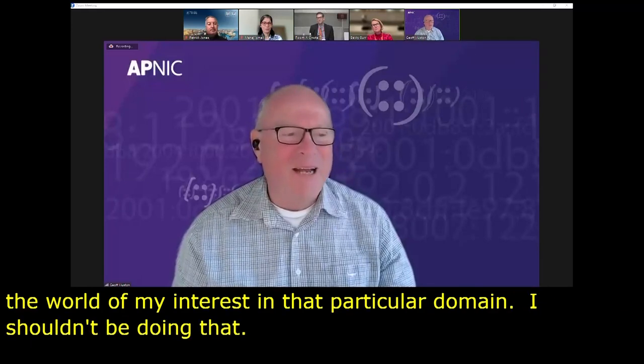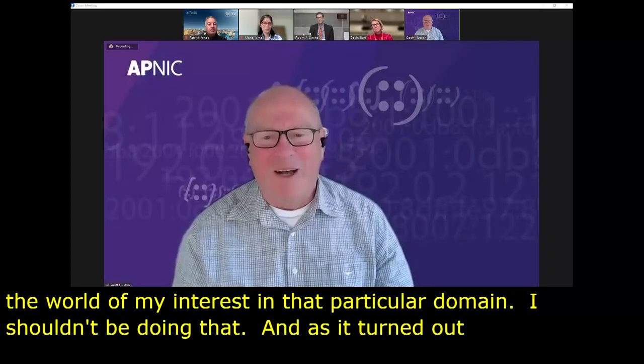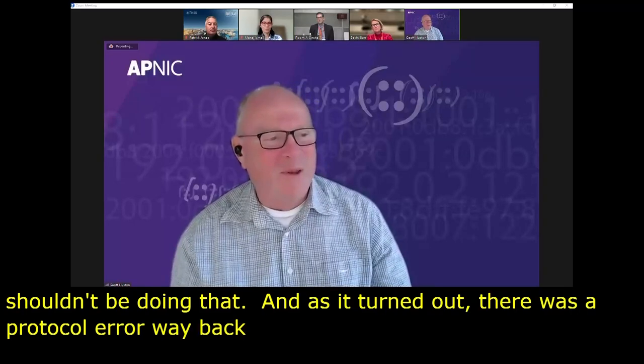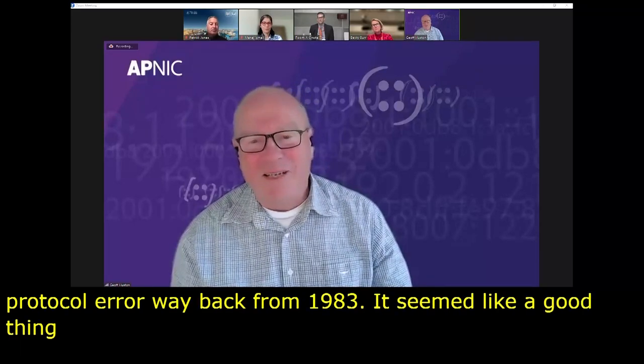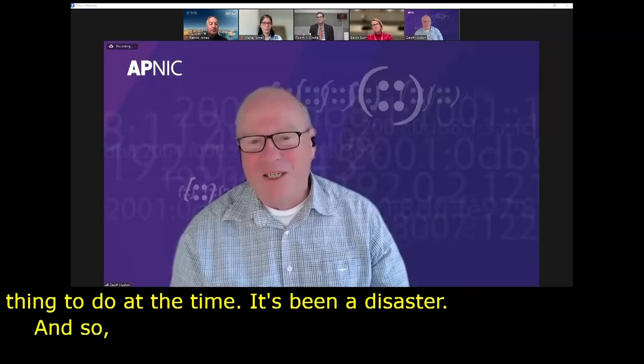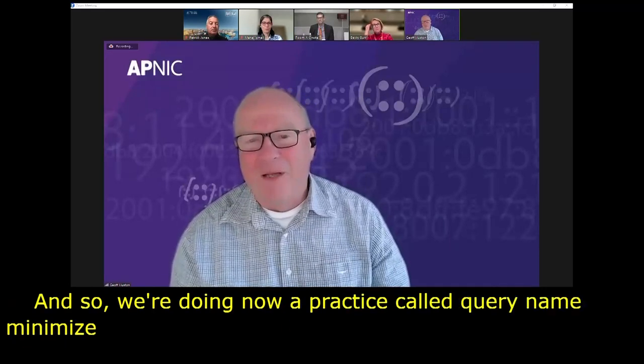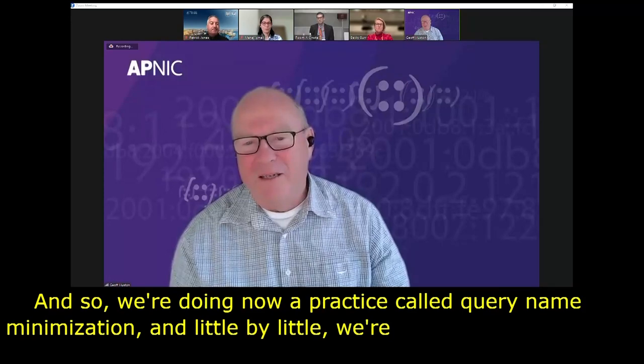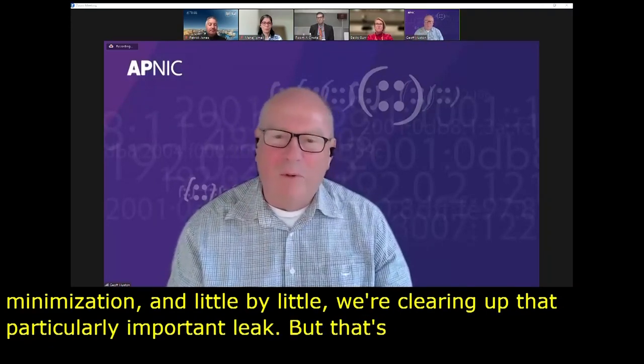And as it turned out, there was a protocol error way back from 1983. It seemed like a good thing to do at the time. It's been a disaster. And so we're now doing a practice called query name minimization. And little by little, we're clearing up that particularly important leak. But that's not the heart of what we've changed.